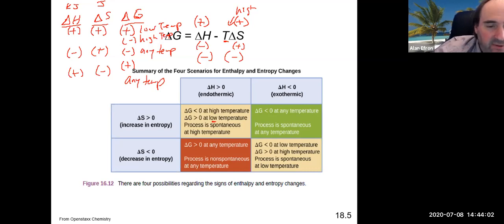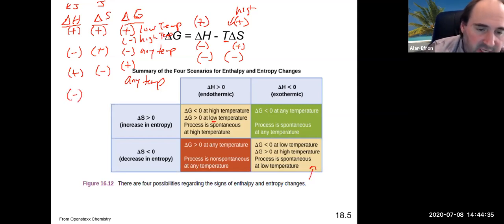So the two situations where no matter what you do in terms of temperature, the delta G will definitely be either negative or positive are these two situations here. You have a delta H that's negative and a delta S that's positive, going to always give you a negative delta G at any temperature. If you have a delta H that's positive and a delta S that's negative, going to give you a positive value for delta G at any temperature and will be non-spontaneous. So your last combination there is this box here, which is a negative delta H and a negative delta S.